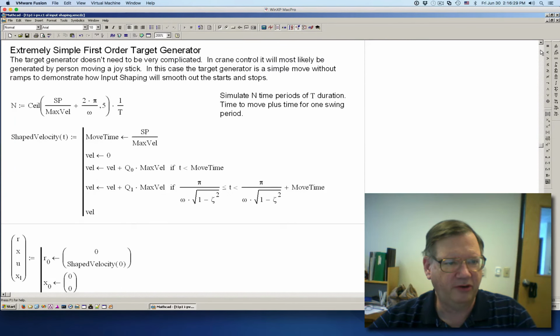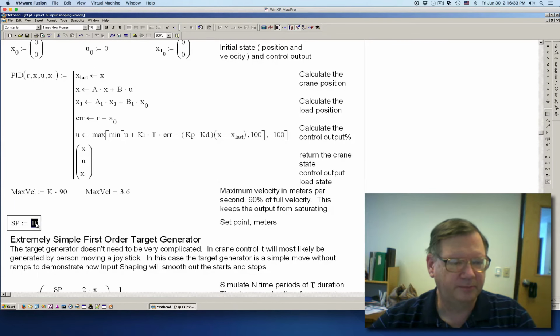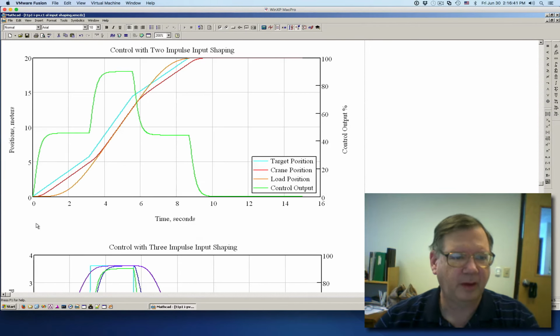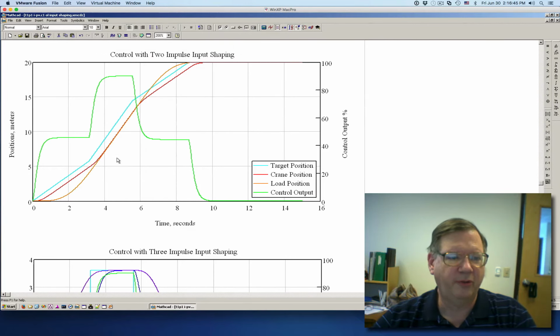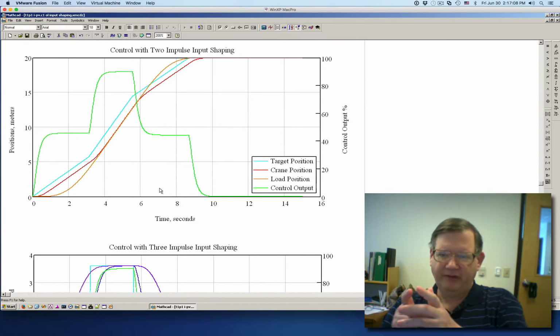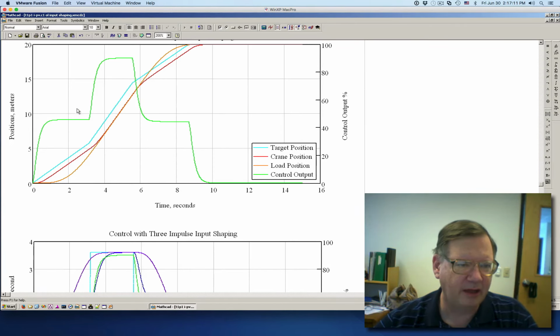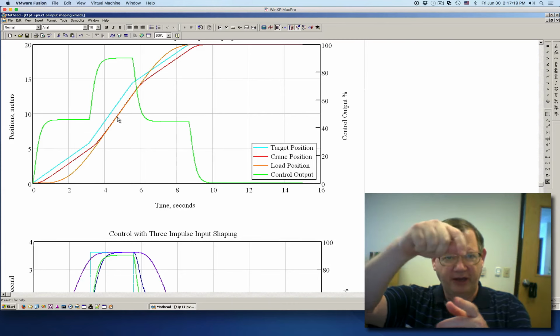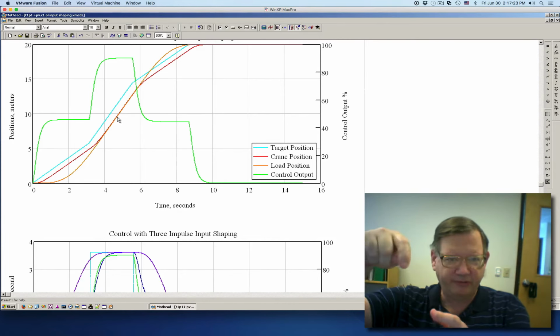So I'm going to change the set point up here to 20. And this is the 2 impulse wave shaping. You should notice that when it gets to be long enough, the crane position and the load position match exactly. They match here also on the velocities. So once you get to a certain distance, there's a canceling out of the oscillations that occurs here, and then the actual position for the crane and the actual position for the load end up being the same, and there's no swinging whatsoever while you're moving it.